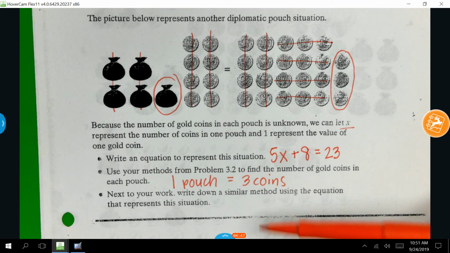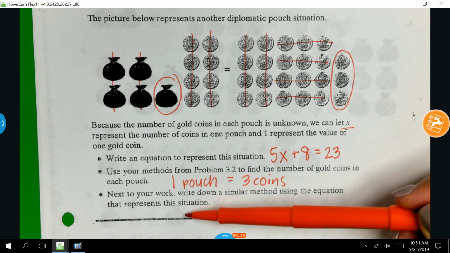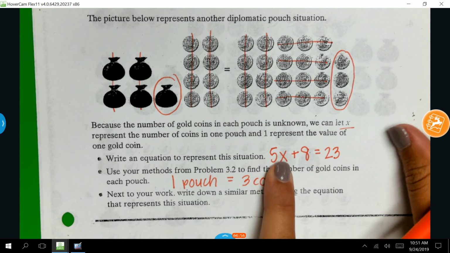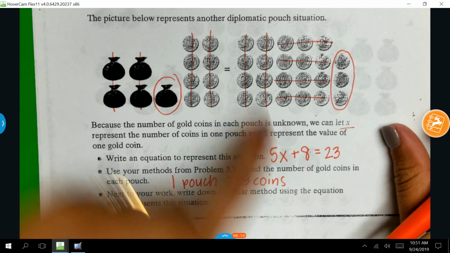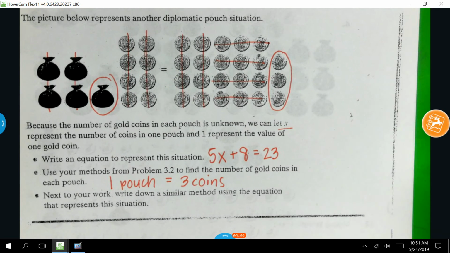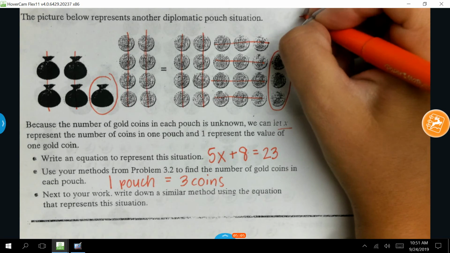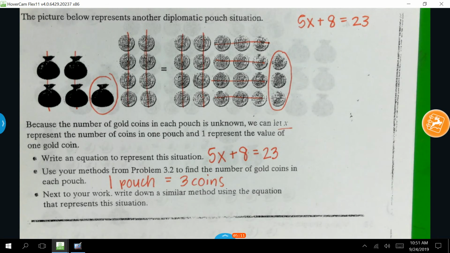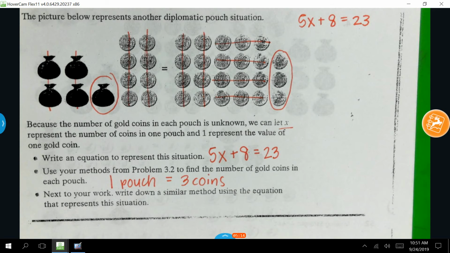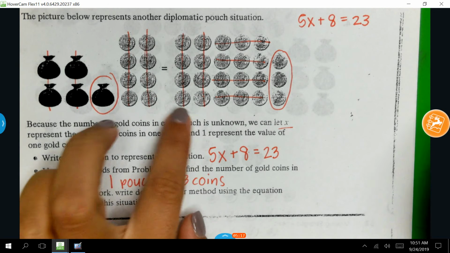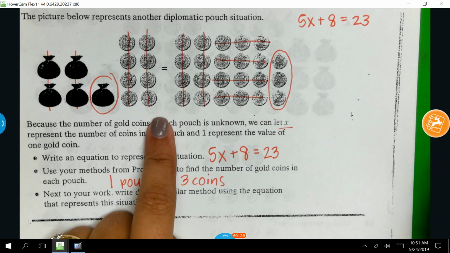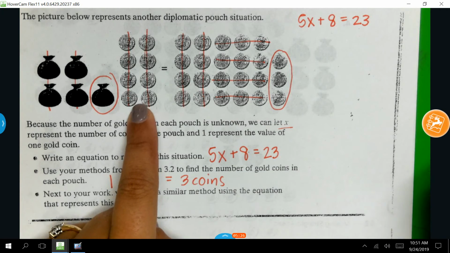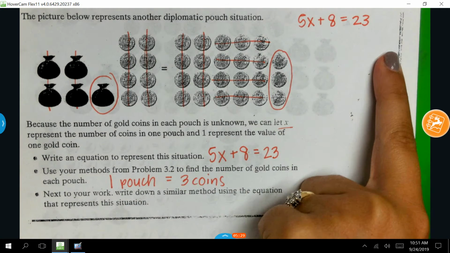Now they want us to work it out in a similar method using the equation that we wrote. So we're going to go back to this equation, 5x plus 8 equals 23. And we want to solve it using just the equation, not the picture. Okay? So I'm going to rewrite my equation up here so I have plenty of room. So I've got 5x plus 8 equals 23. Okay, so the first thing I did to solve in my picture, what was that? Subtract 8. I subtracted 8 coins from both sides, right? So doesn't that mean I'm going to subtract 8 from both sides of my equal sign in here? Yeah.